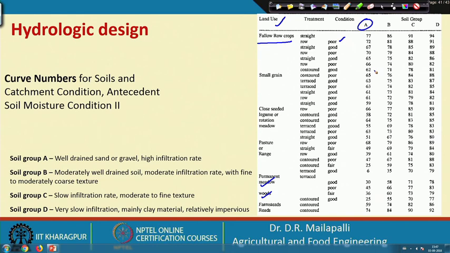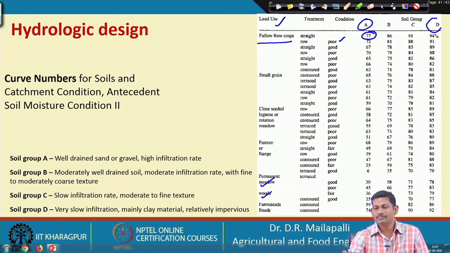Based on the soil group, the curve number is assigned. 77 is the curve number in the case of soil group A. Soil group A has more infiltration. If you see the curve numbers for D, soil group D has greater curve numbers, which means less infiltration and more runoff is possible in the case of soil group D.